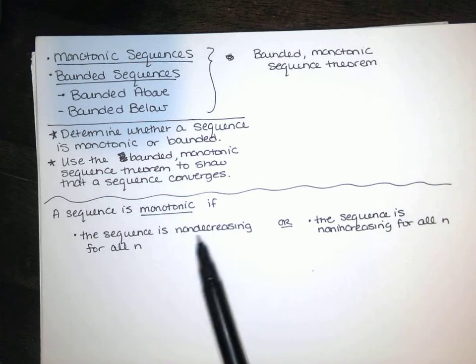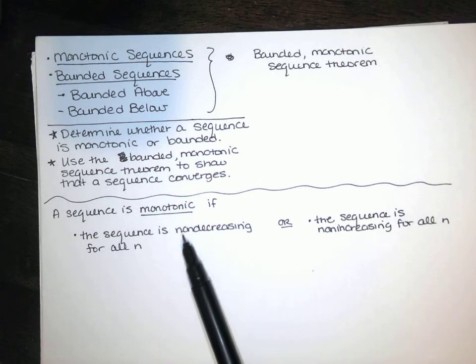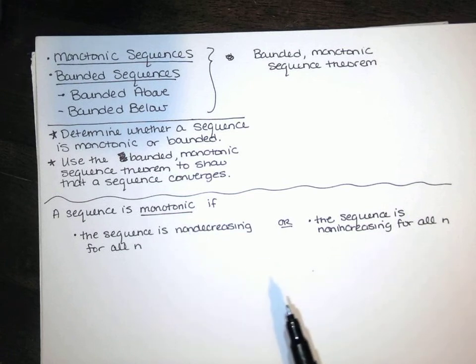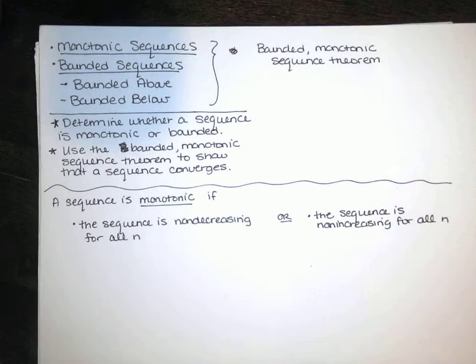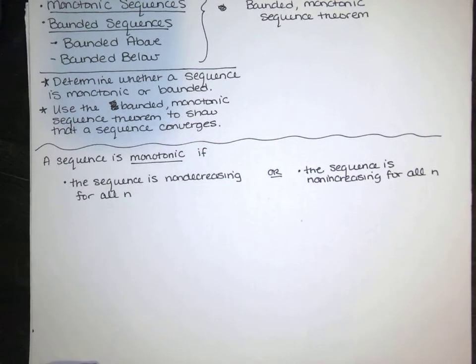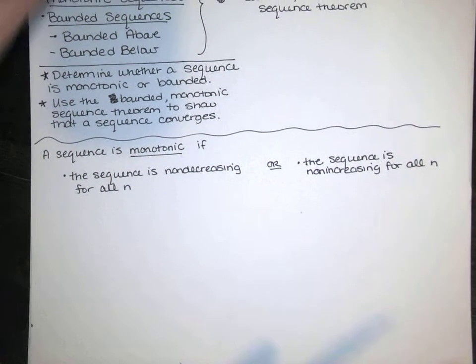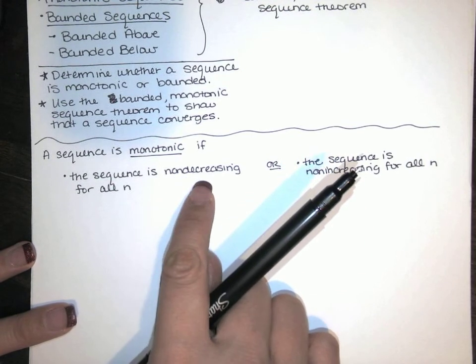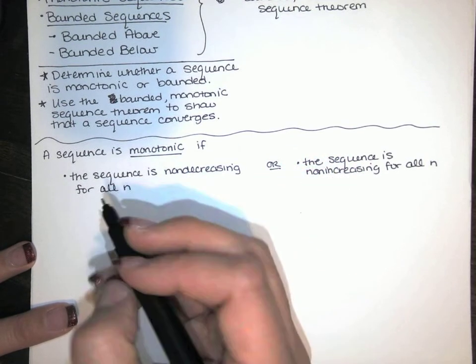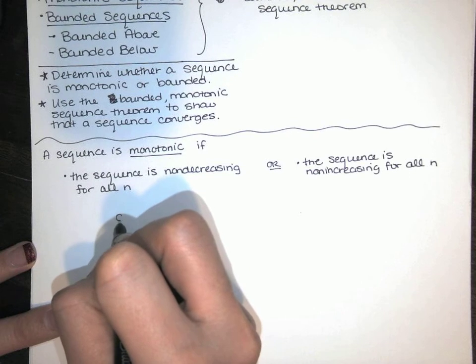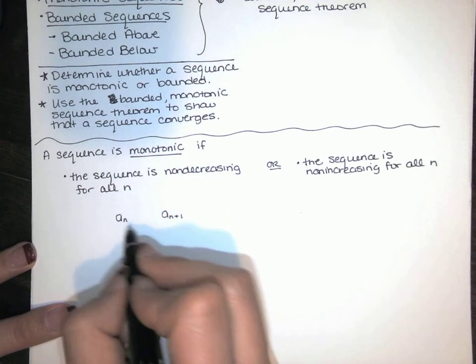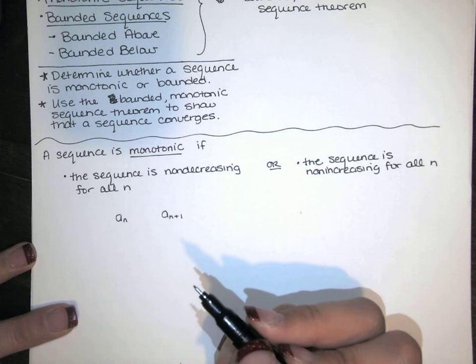This non-decreasing leaves us the ability to have a bunch of sequence terms that are exactly the same. So it's going to turn our less than signs into less than or equal to signs, or greater than signs into greater than or equal to signs. So let's just focus on this non-decreasing case. If it's non-decreasing, that means a sub n and a sub n plus 1 always satisfy this inequality for all n.